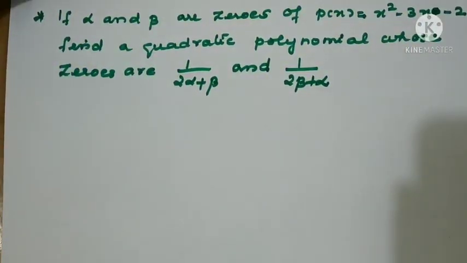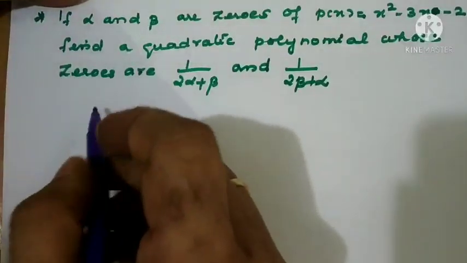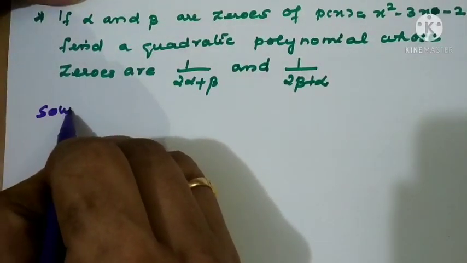If alpha and beta are the zeros of p of x equal to x square minus 3x minus 2, find a quadratic polynomial whose zeros are 1 by 2 alpha plus beta and 1 by 2 beta plus alpha only. So let us take the solution first.